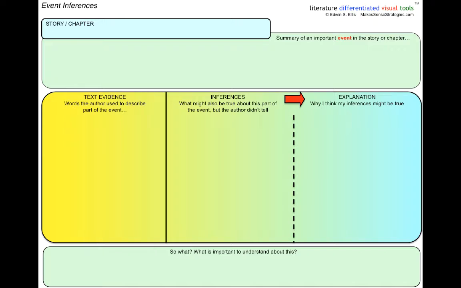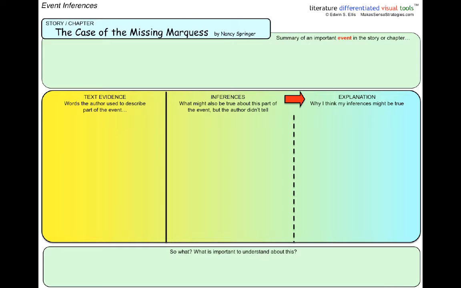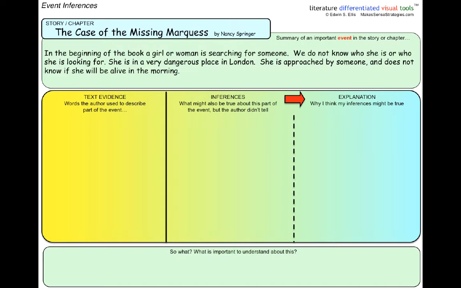At the bottom of the visual, we're going to identify a so what statement, in other words, what's important to understand about this. So for example, if we're reading The Case of the Missing Marquis, a summary of an important event in that story is that in the beginning of the book, a girl or a woman is searching for someone, and we don't know who she is or who she's looking for. She's in a very dangerous place in London, and she's approached by someone, but she doesn't know if she will be alive in the morning.